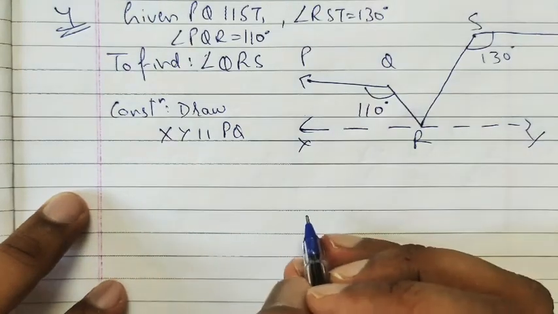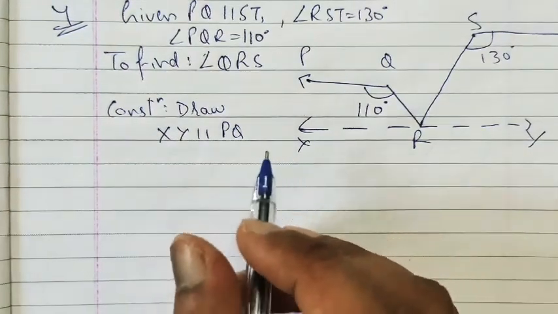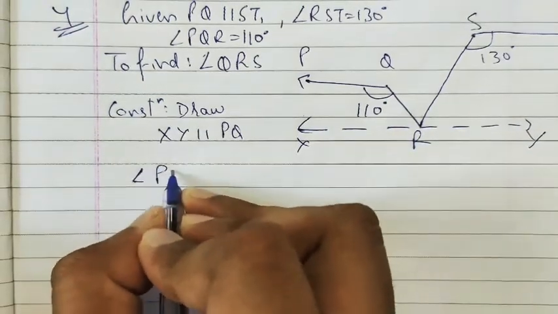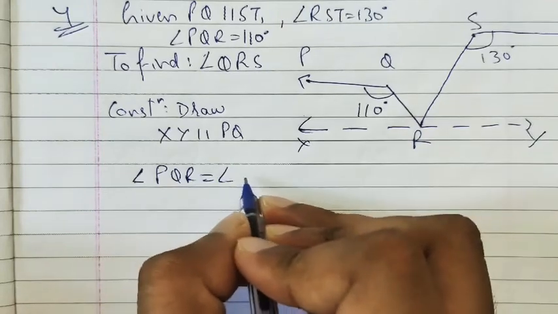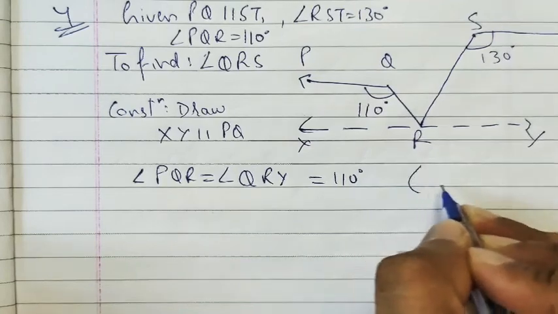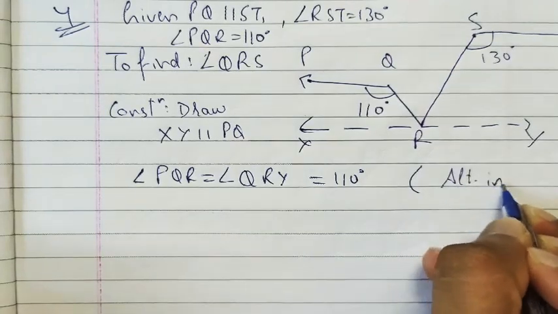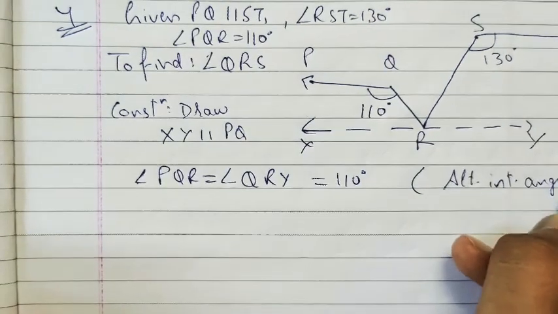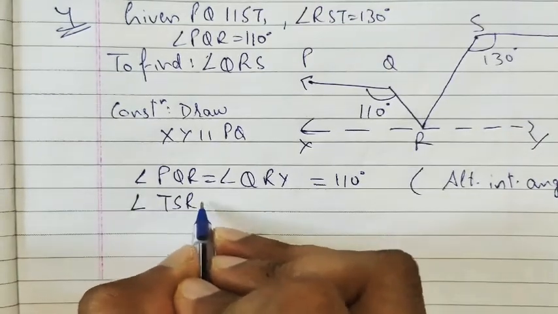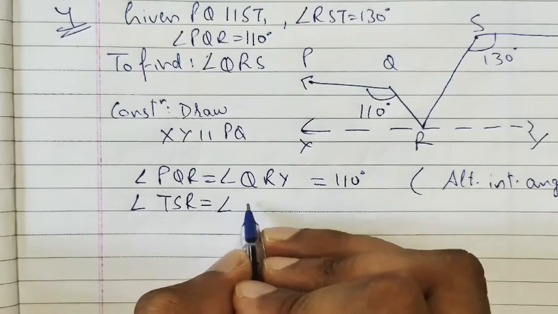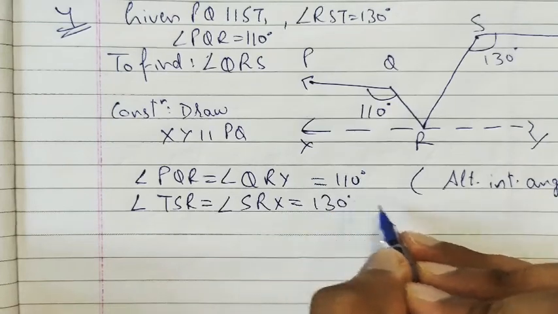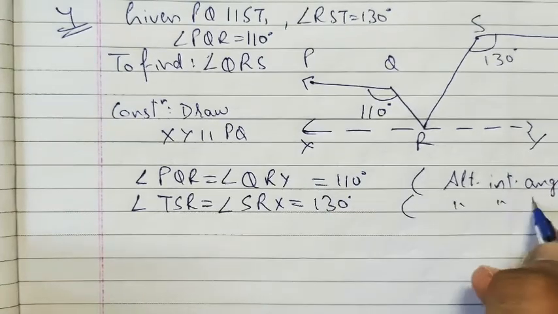Now we need to find out QRS. We know that angle PQR is equal to angle QRY, which is equal to 110 degrees. Reason: alternate interior angle. Similarly, angle TSR is equal to angle SRX, which is equal to 130 degrees. Reason: same, alternate interior angle.